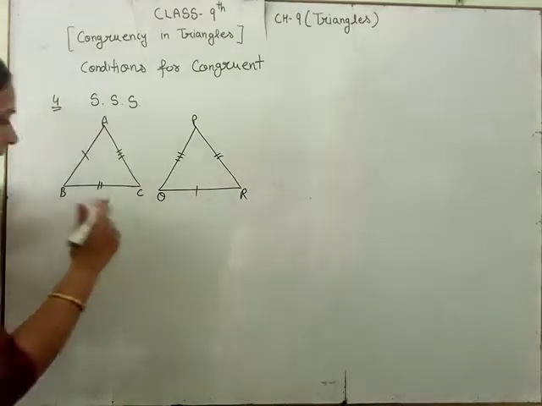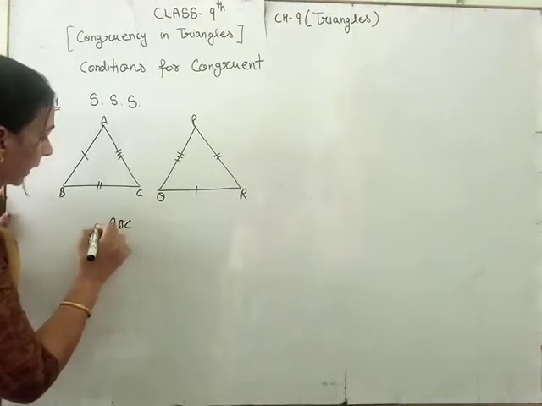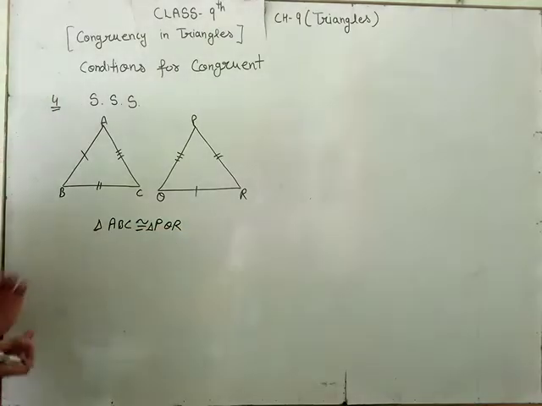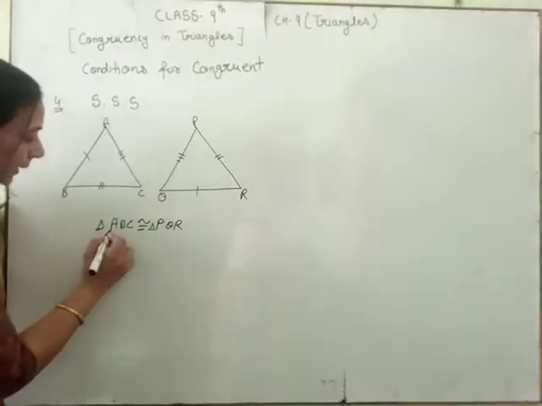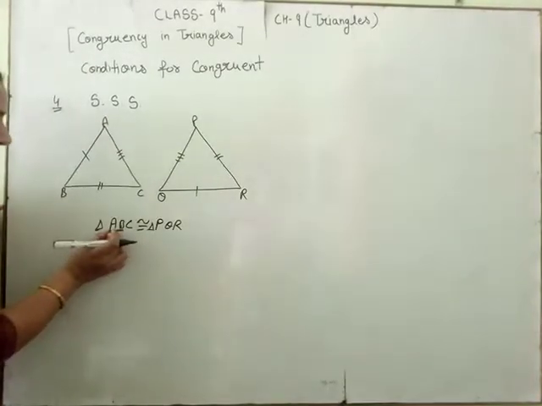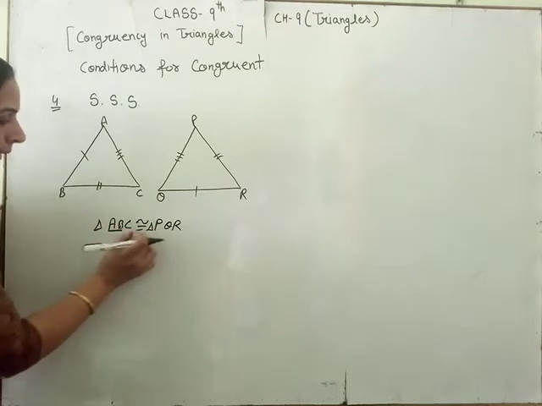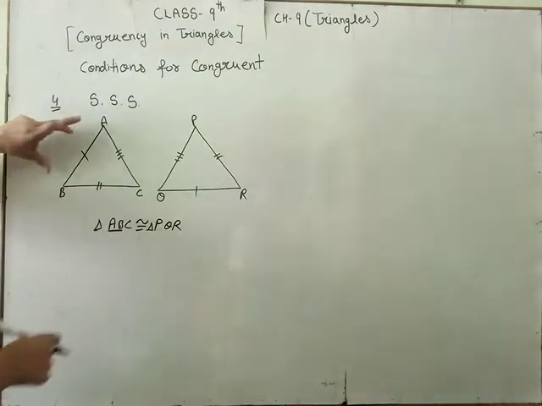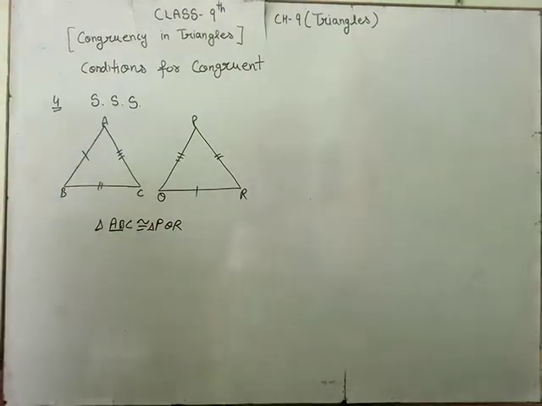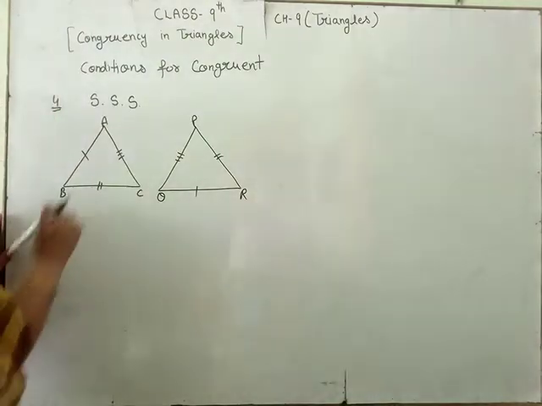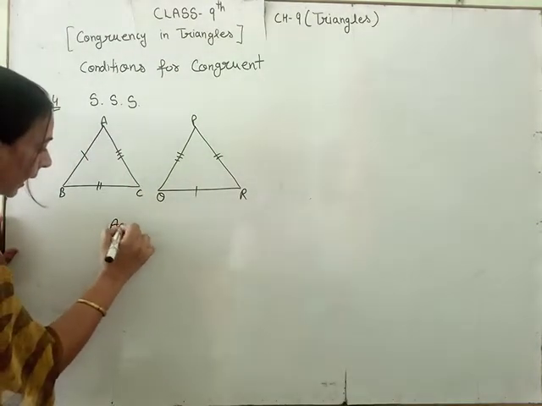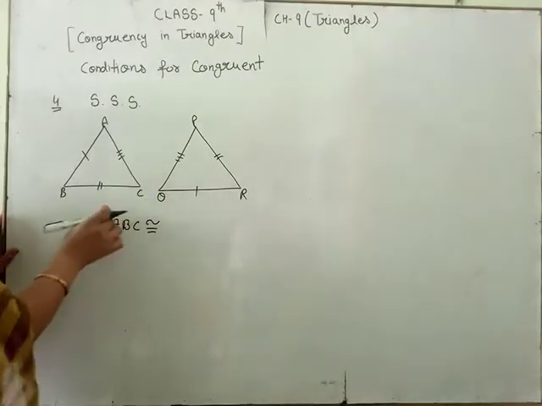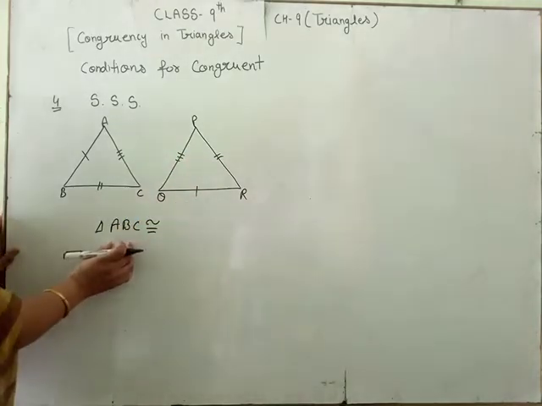Then we don't write it in this way, ABC and PQR, because maybe this is wrong. If we take angles, then A equals P, B equals Q, and C equals R. But if we take sides, then AB equals QR, so we don't take this type. First we write any one triangle, ABC, then congruent, and we write the name of the second triangle according to this.